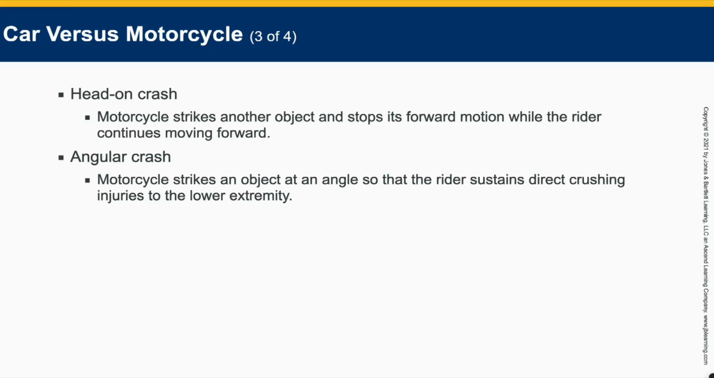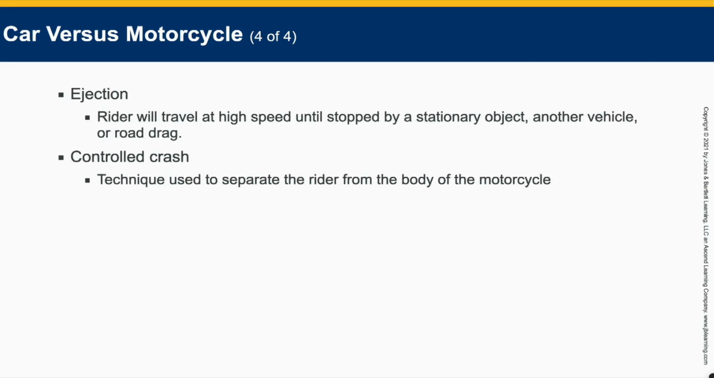Then you have angular crashes. This is when the motorcycle strikes something at an angle instead of straight on. And what happens here is that the rider often gets pinned or crushed, especially in the lower extremities. So these are patients you should be looking closely for things like femur fractures, tib-fib, and pelvis injuries. The last piece for motorcycle crashes is a big one, ejection.